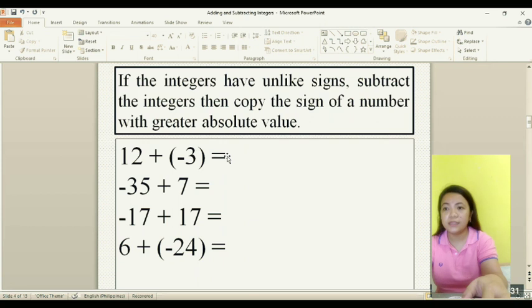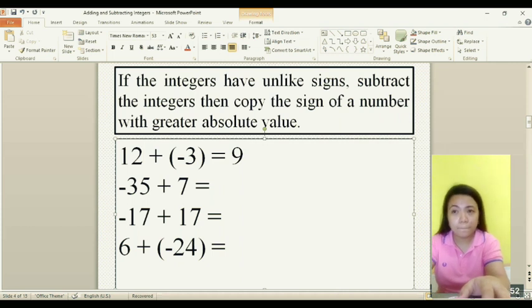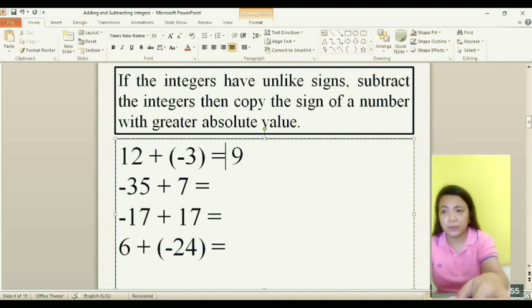So 12 plus negative 3. Since 12 and negative 3 are unlike signs, we're going to subtract. So 12 minus 3, that is 9. And then we're going to look for the number which has a greater absolute value. So since 12 is bigger than 3, we're just going to make it a positive number. Next, negative 35 plus 7. Since again they are unlike signs, we're just going to subtract.